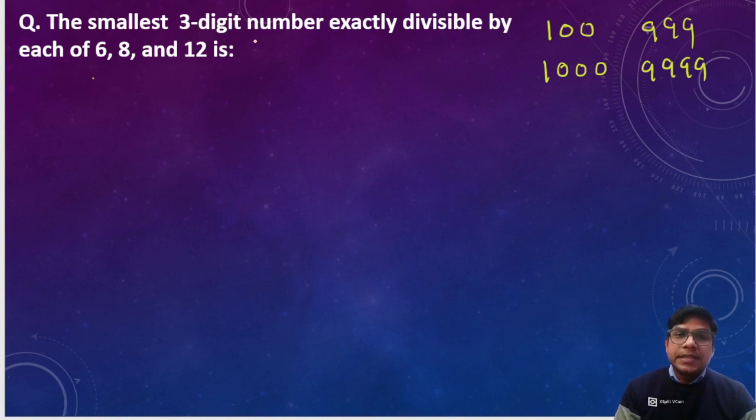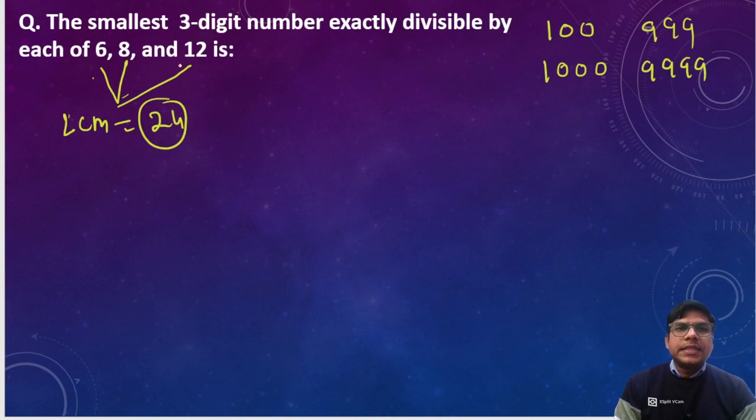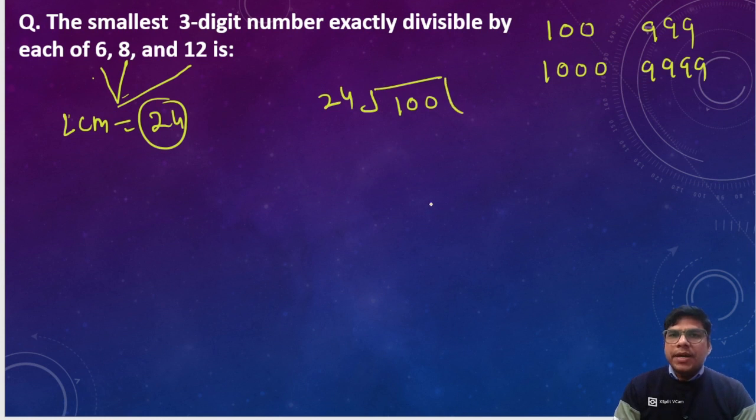The smallest 3-digit number exactly divisible by 6, 8 and 12. So first of all we have to take the LCM of these three numbers. The LCM of these three numbers will be 24. Then we have to divide the smallest 3-digit number by the LCM, and whatever remainder is there, we will subtract the obtained remainder from the LCM, and the resulting number is then added to the smallest number, and we will get the smallest 3-digit number.